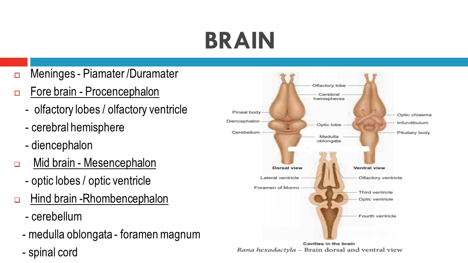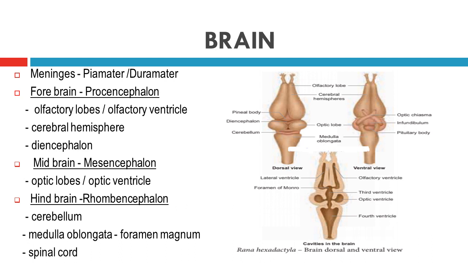And the brain is divided into three divisions, that is forebrain, midbrain as well as hindbrain. The forebrain is otherwise known as prosencephalon, the midbrain is otherwise known as mesencephalon, and the hindbrain is otherwise known as rhombencephalon. Let us see what parts are included under each division. So the first one is the forebrain.